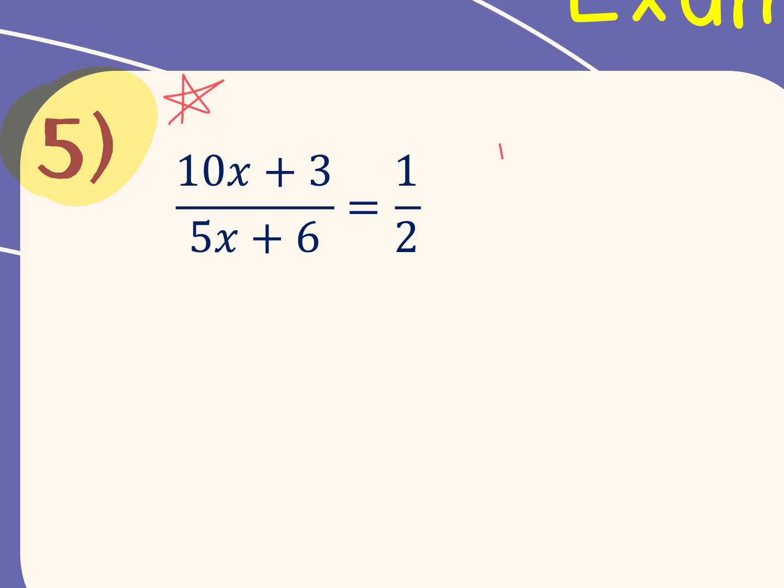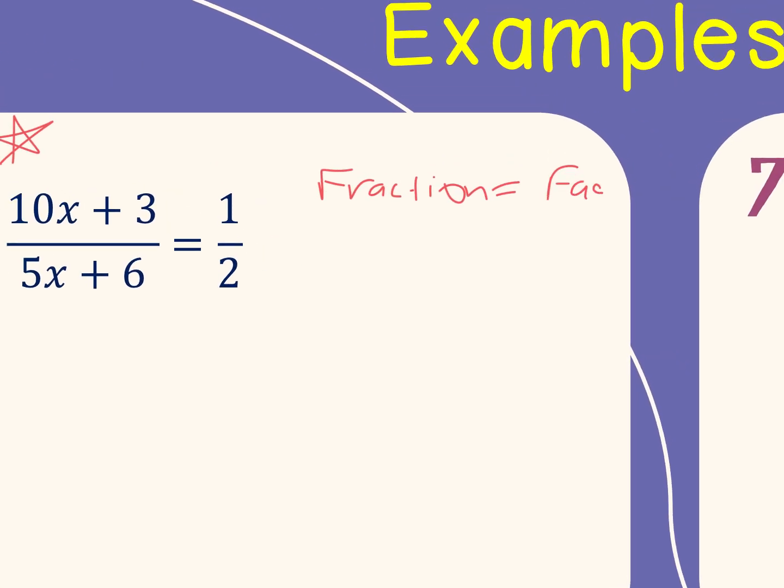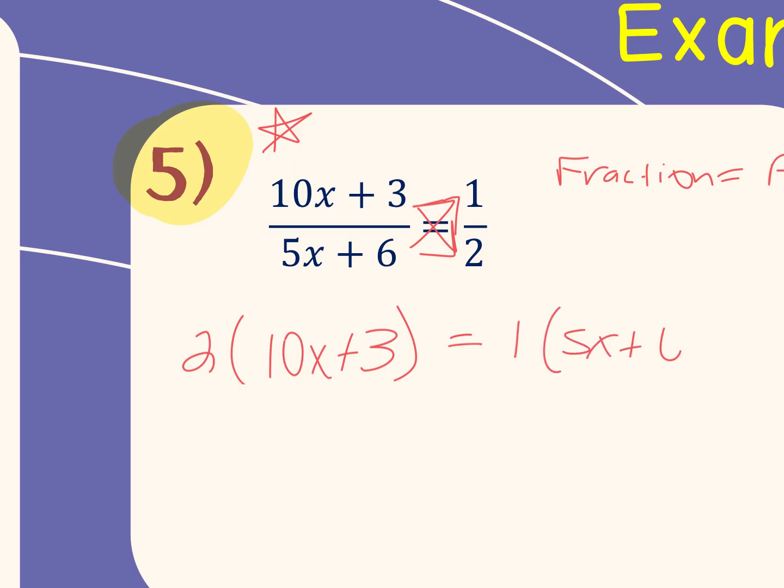When you have a fraction equal to a fraction, there's no fractions being added or subtracted to each other or anything. You just have to cross multiply. So you have 2 times 10x plus 3 equals 1 times 5x plus 6. This only happens when you have a fraction equal to a fraction.